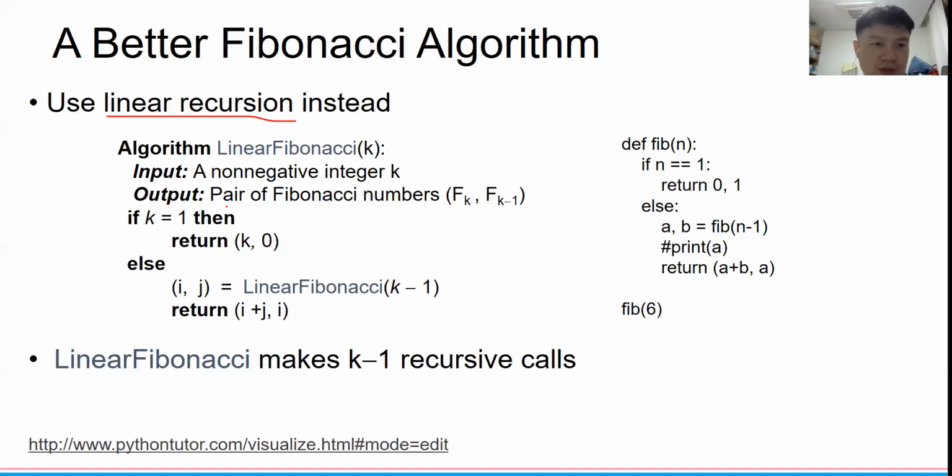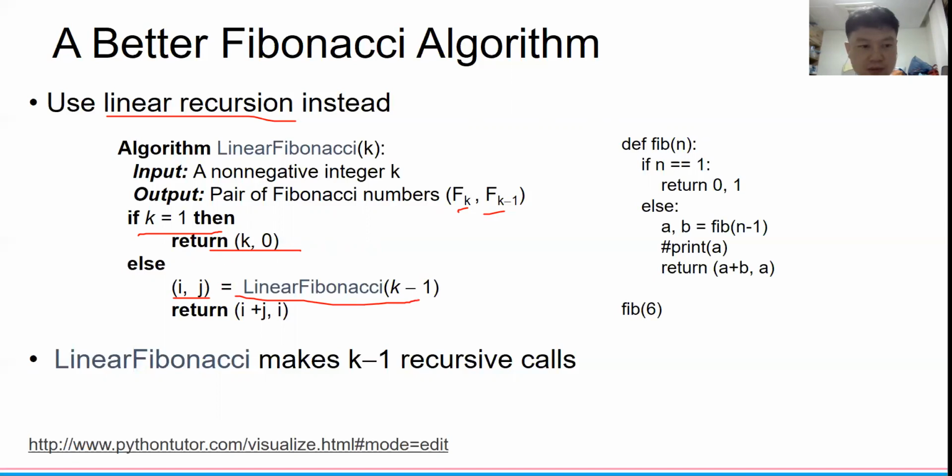In this case, we have the Fibonacci numbers like this one, and then we have k equals to 1 and k. If k equals 1, then we return k comma 0. If it is not k equals 1, we will have two numbers, and the two numbers will be the result of the linear Fibonacci.